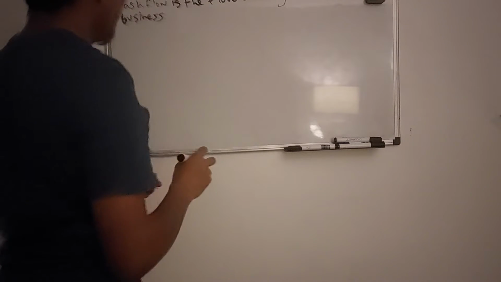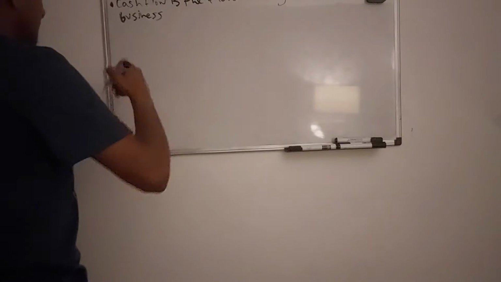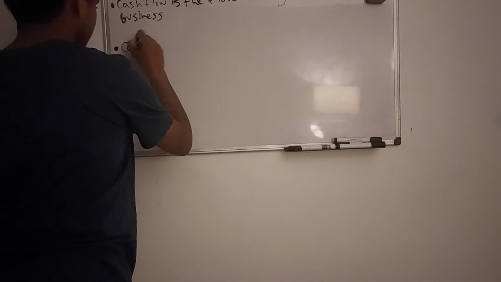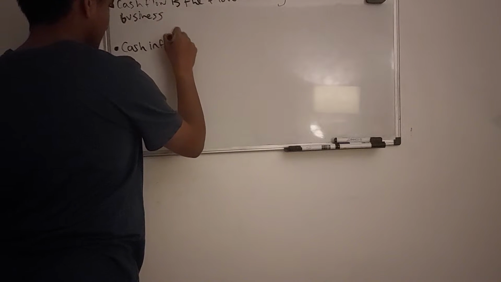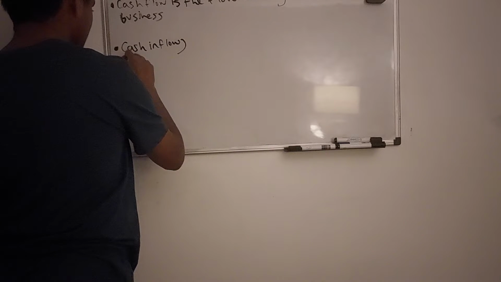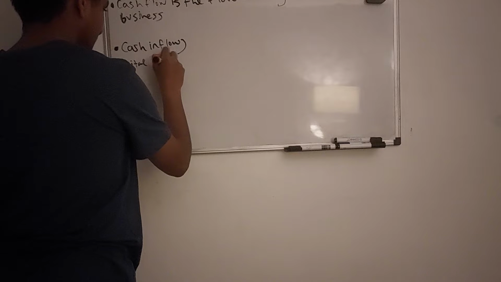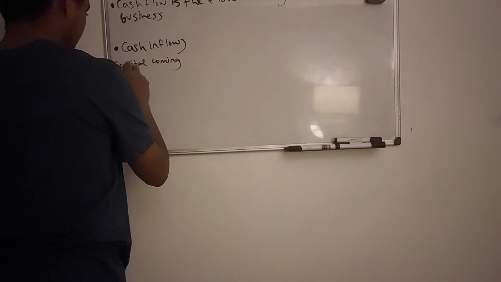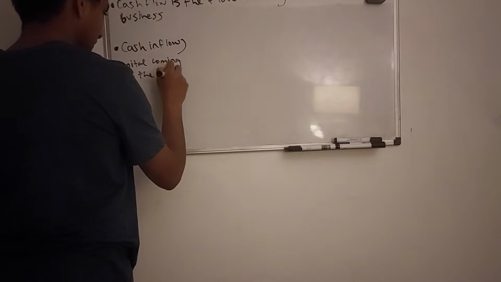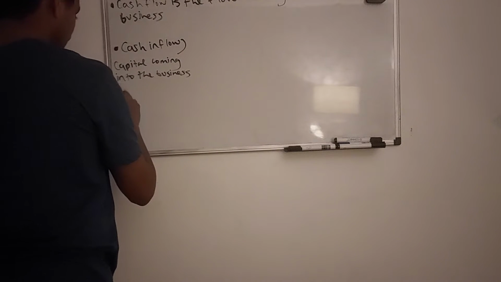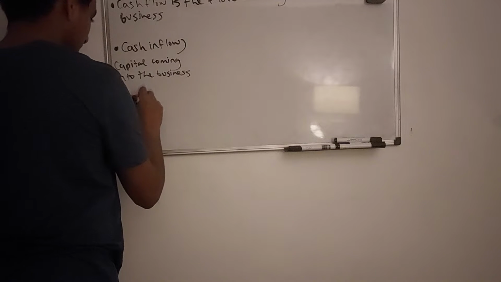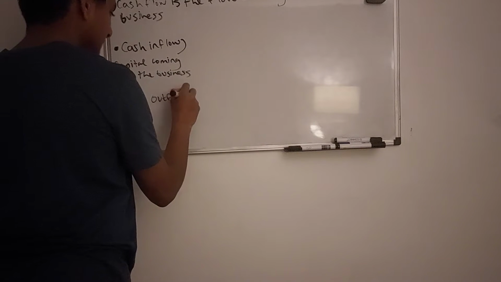Now, there are two types of cash flows, guys. There is cash inflow, money coming into the business, and cash outflow, money coming out of the business. So cash inflow is capital coming into the business, and cash outflow, also known as expenditure, because that's the money that the business is spending on buying services needed to expand.